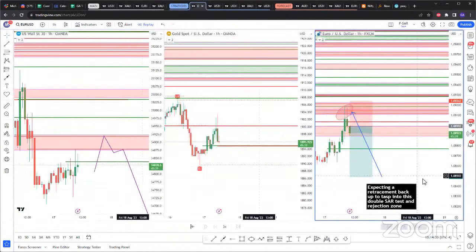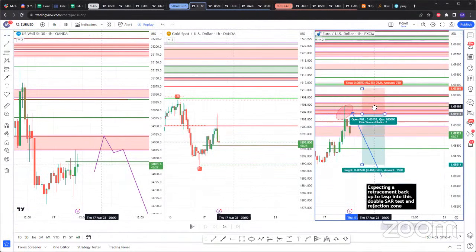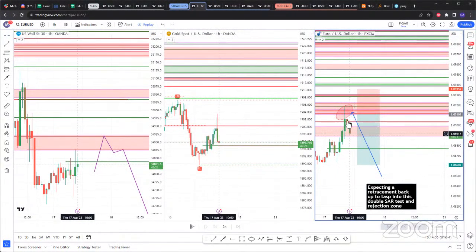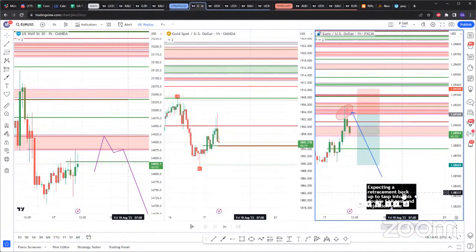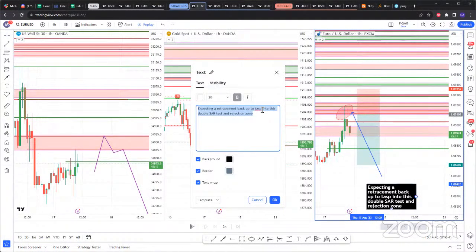So just keep in mind this one that I'm waiting for, this one that I'm marking up, this trade that I'm waiting to enter right here. It's only if we get a retracement. If EU keeps dropping, then of course this trade will be invalidated. Back up to tap into this double SAR injection zone. All right, so I'll send this in the trade ideas.